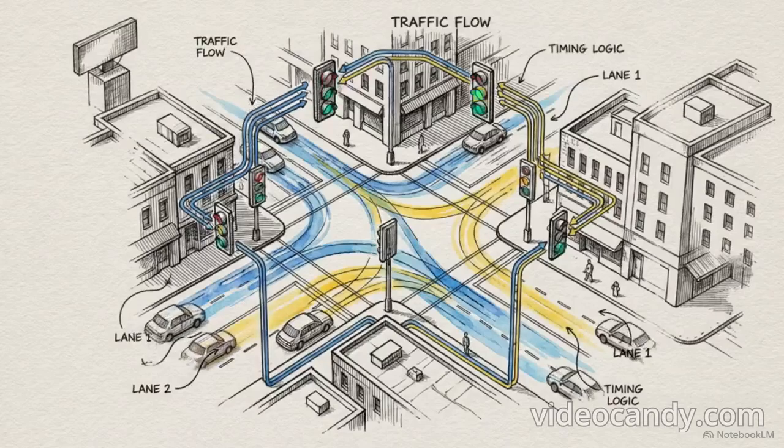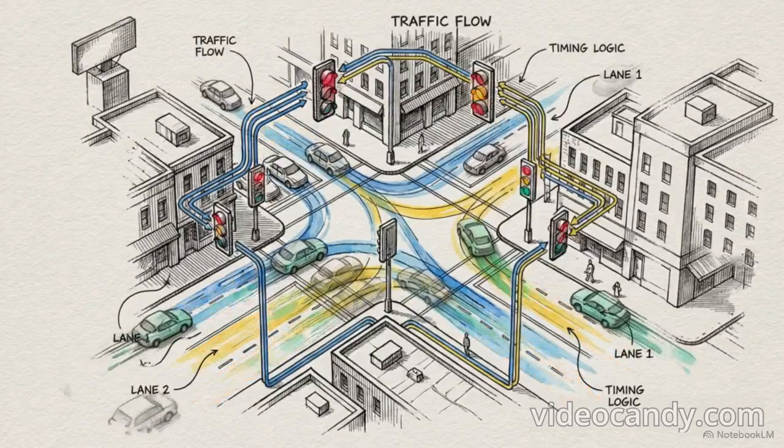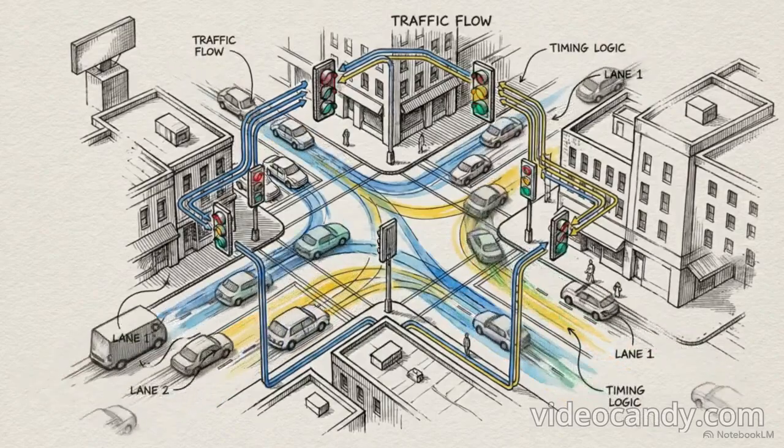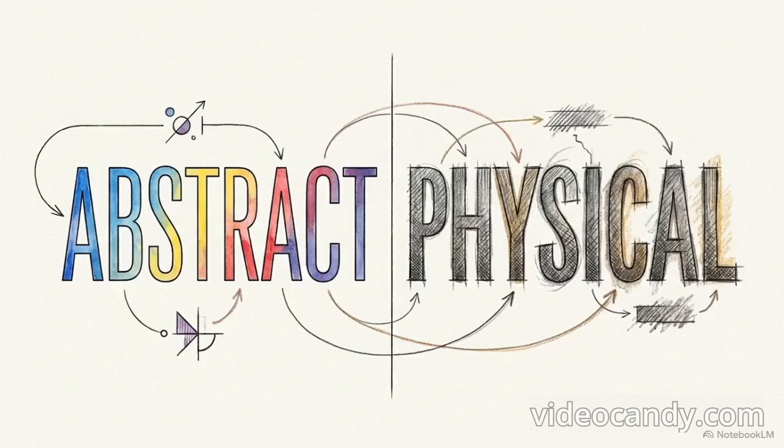A modern, multi-lane city intersection managing hundreds of vehicles every hour is a true masterclass in precisely controlled timing. Today, we are going to engineer the logic for an automated dual-lane traffic light system from scratch using the PIC16F877A microcontroller. The core challenge of embedded engineering is translation.